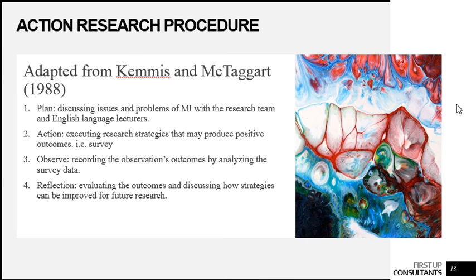Number 2, action. I'm going to execute research strategies that may produce positive outcomes after we identify the problem. So we plan for the action as survey. Number 3, observe. Recording the observation outcomes by analyzing the survey data. So we would like to collect the data through survey forms. And the last one, reflection. After collecting, we will evaluate the outcomes of the survey data and discuss the conclusion and how these strategies can be improved for future research.